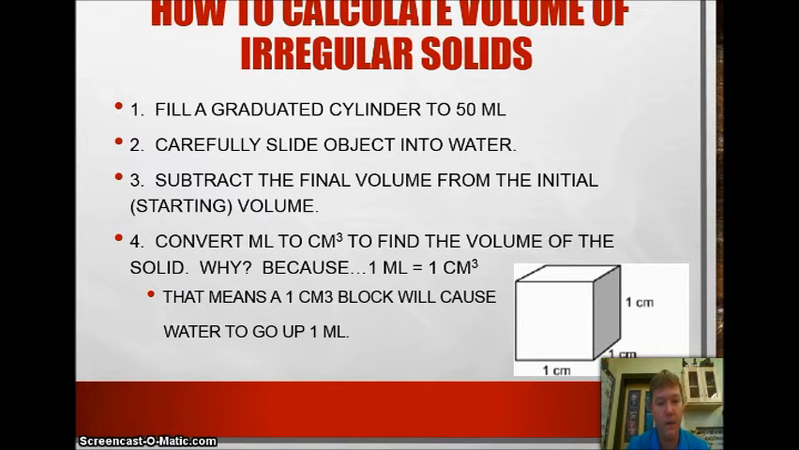Why? Because 1 milliliter equals 1 centimeter cubed. They're actually equal. So what that means is a cube like this, 1 centimeter by 1 centimeter by 1 centimeter, will cause water to go up exactly 1 milliliter. And I will show you in class, in this chapter, I'll have a little 1 centimeter cubed, I'll put it in there, and it will go up 1 milliliter. That's why I can do that.